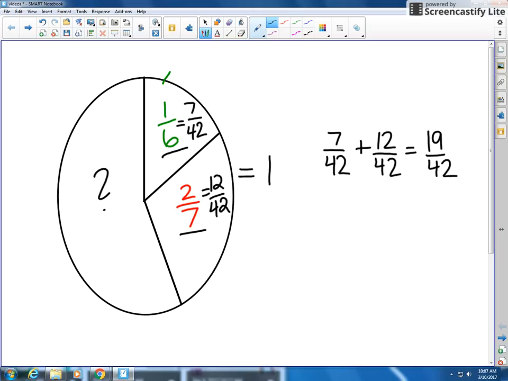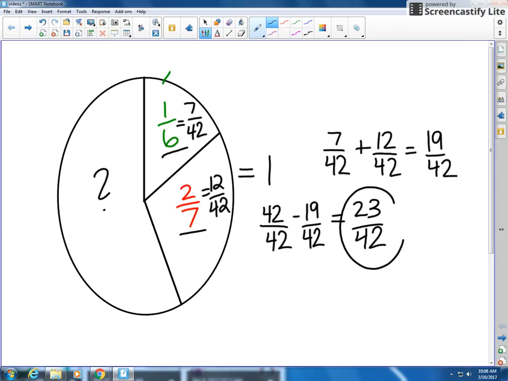Well, again, we said the whole spinner is equal to 1. Another way I could say that is the whole spinner is 42 sections. So if 19 of the 42 sections are either green or red, then I need to know what is left for my mystery part. So if I take 42 over 42 and I subtract 19 over 42, and again, I'm subtracting that because I know 19 out of 42 are either green or red, so 42 minus 19 would be 23, and my final answer is 23 out of 42.